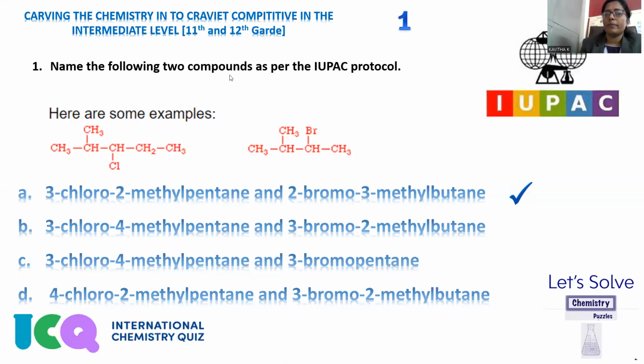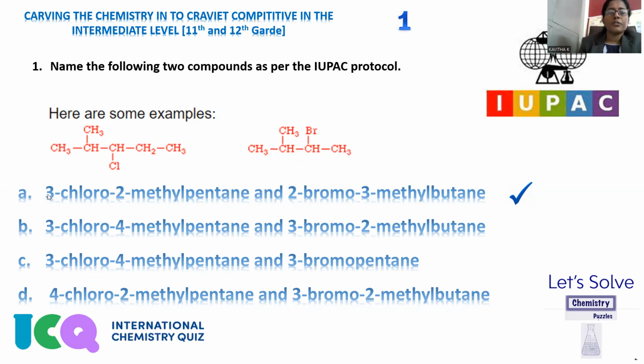Name the following two compounds as per the IUPAC protocol. IUPAC stands for International Union for Pure and Applied Chemistry. As per this IUPAC, organic compounds are given names, and we need to assign the right naming for this kind of system. The first compound has methyl and chloro side chains, with a parent organic chain. Here we have methyl and bromo side chains with a parent organic chain of 4 carbons. So for these two compounds, what will be the right naming we need to assign?